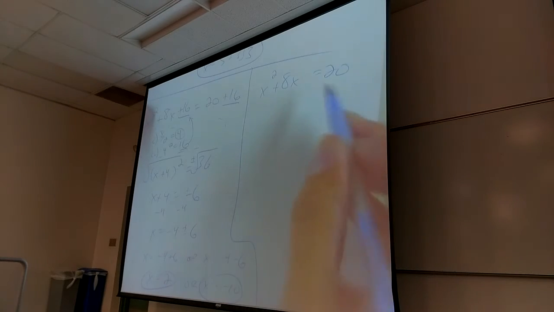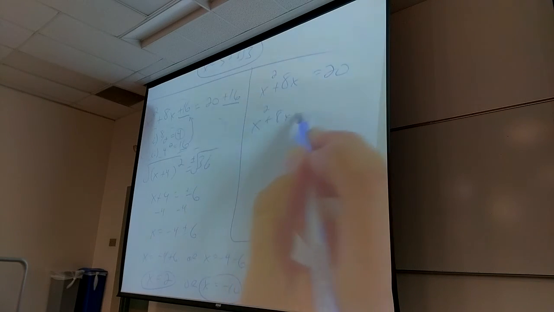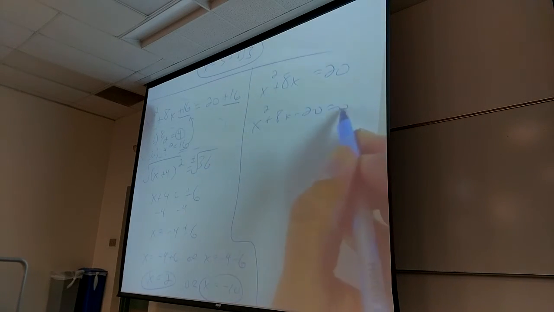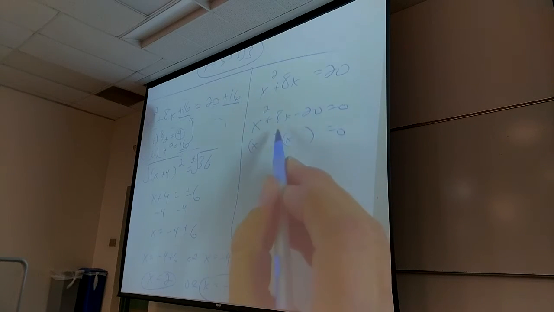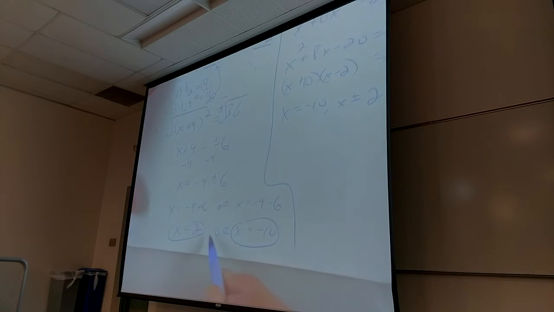What if I subtract 20? What do I get? I get this. Can you factor this? Yeah. How's it factor? 10 and 2. Careful, the bigger one's got to be positive. So you get x equals negative 10, x equals 2, which thank God is the same thing we just got the other way.